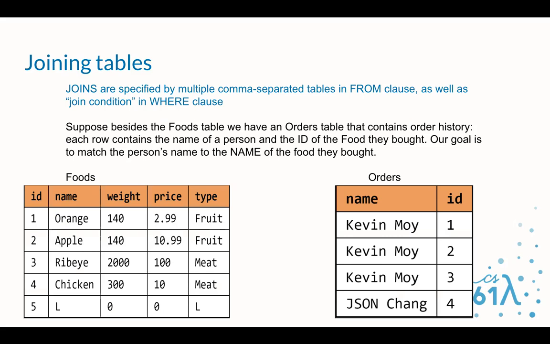In this example, we have two tables. One is the foods table. In the foods table, we have ID, name, weight, price, and type. And in the orders table, we have just name and ID. If our goal is to match the person's name to the name of the food they bought, we would have to join them by what ID is similar. Kevin Moy has an ID of 1 and he bought an orange. Kevin Moy also has an ID of 2 and he bought an apple. So think of the ID as like a purchase receipt, and you're joining foods and orders by that.